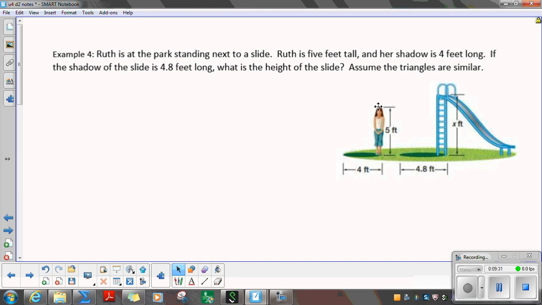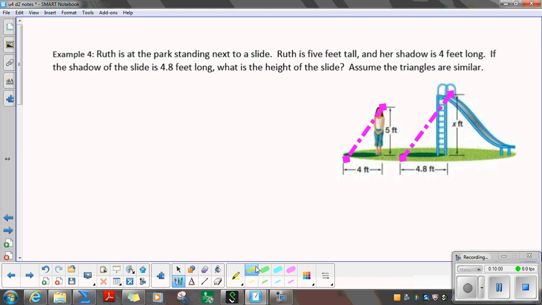So if I did this, it's like the height of Ruth and the edge of her shadow, I can create a triangle right here. Okay, same thing with the slide. I just drew a little line to make it look like a triangle for me. And so, I'm assuming they're similar, so I'm going to use the same thing, a proportion.